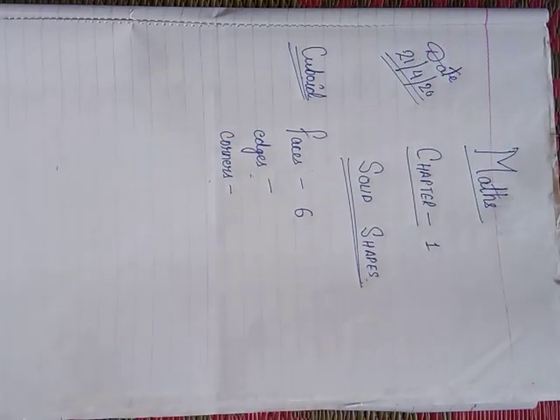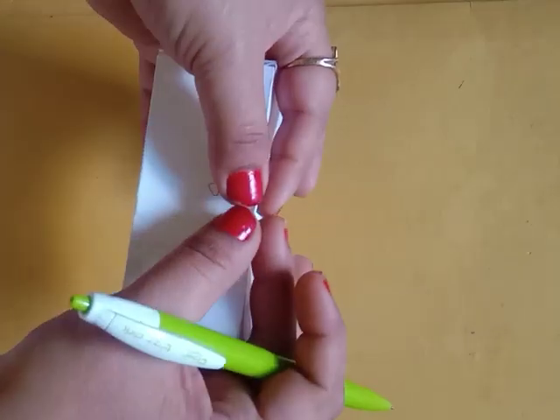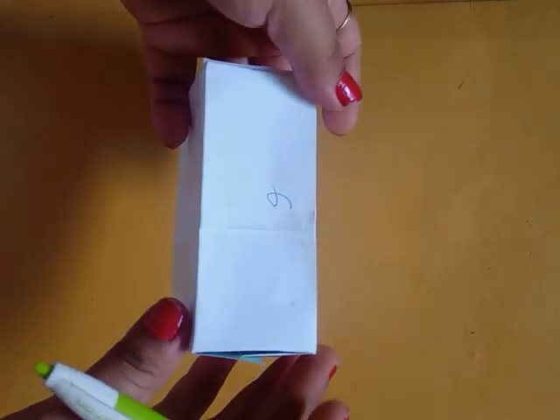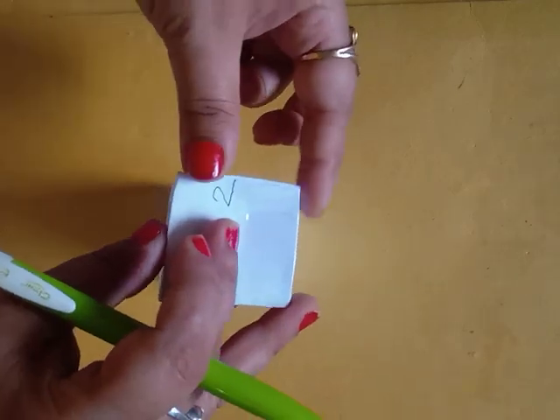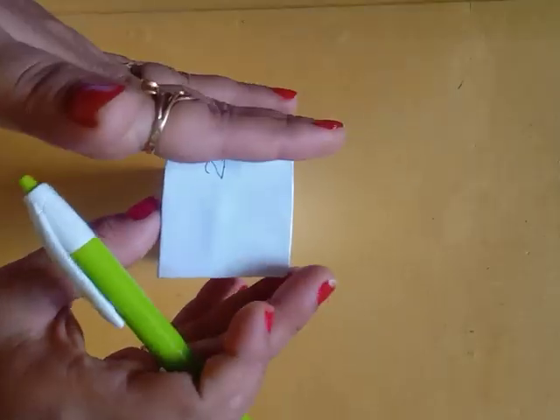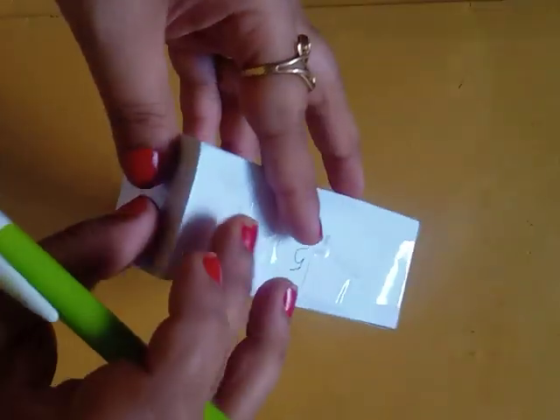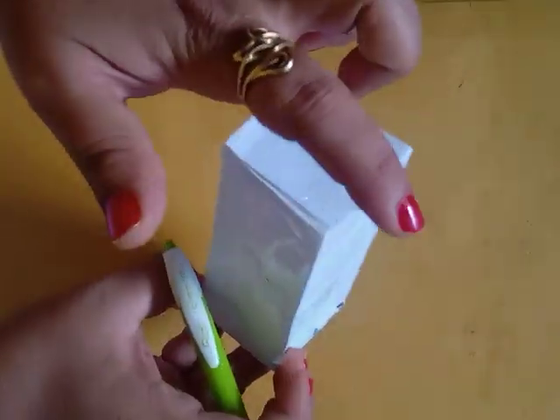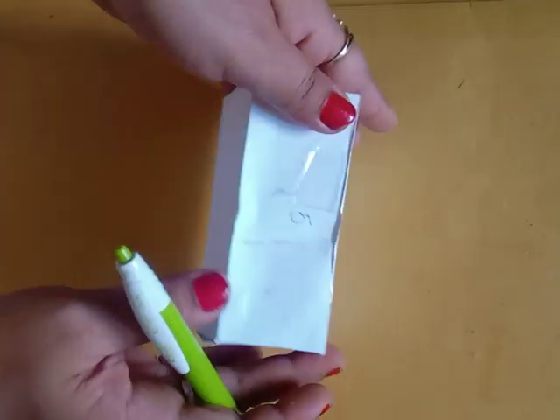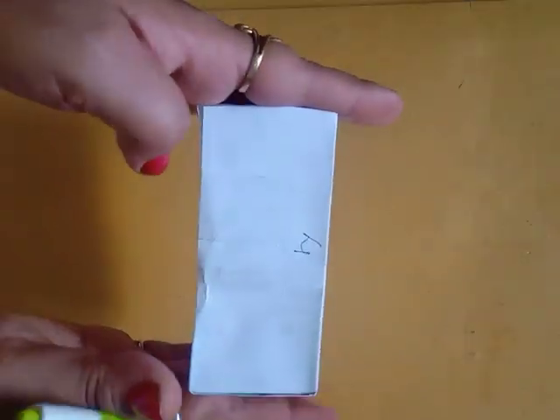So as I told you, edges. What are edges? Where two faces meet, this line is called an edge. So let's start counting. How many edges do we have in a cuboid? 1, 2, 3, 4. In this face we have 4 edges. These faces are meeting here, right? 1, 2, 3, 4, 5, 6, 7, 8. So 8 edges we have.